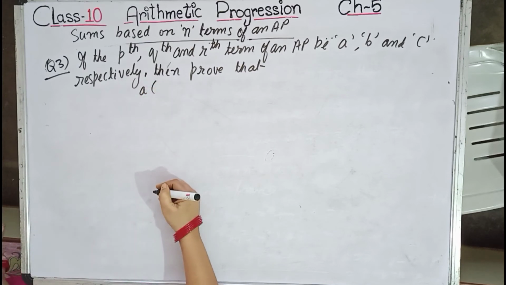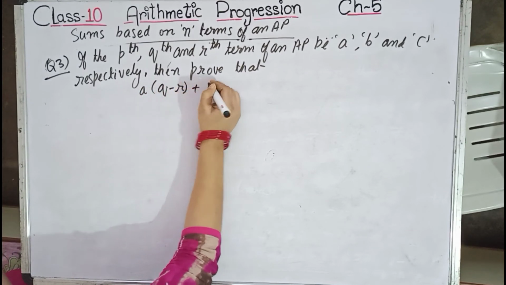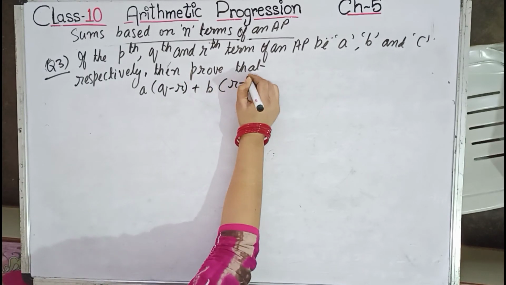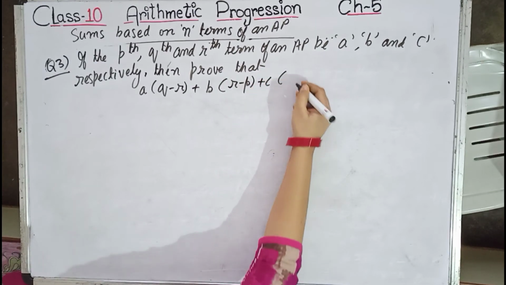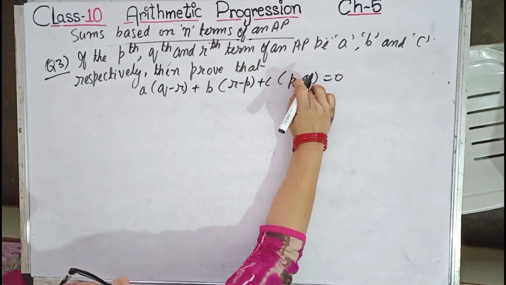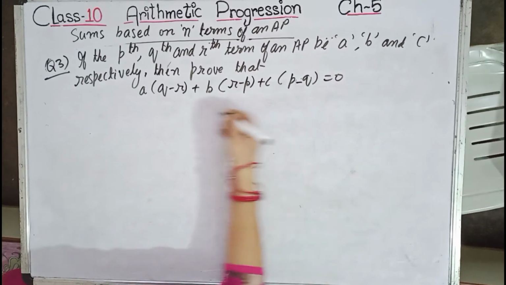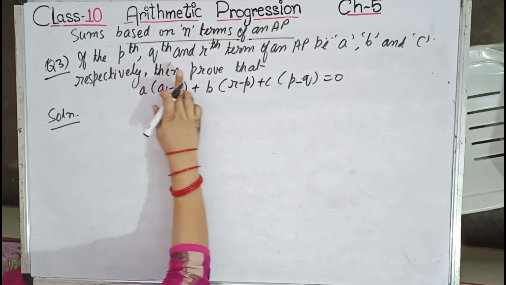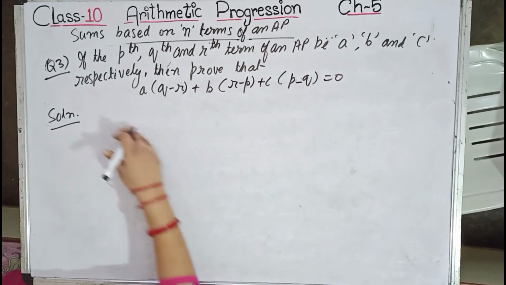a into q minus r plus b into r minus p plus c into p minus q equals to 0. So let us start the solution. The pth, qth and rth term is a, b and c. Then we have to prove this equation.